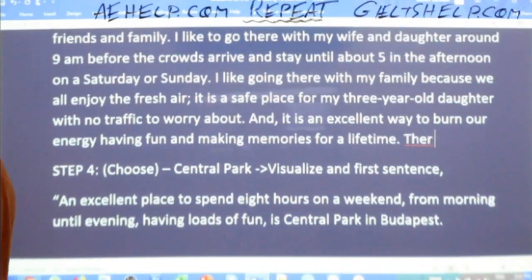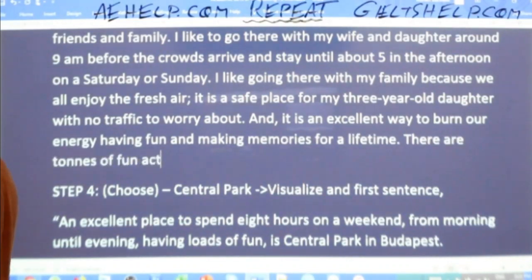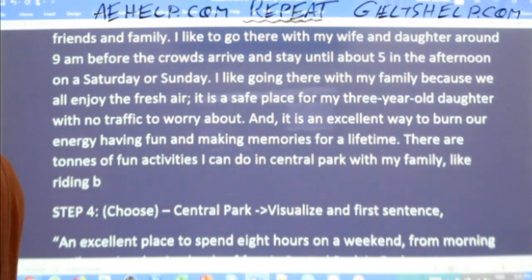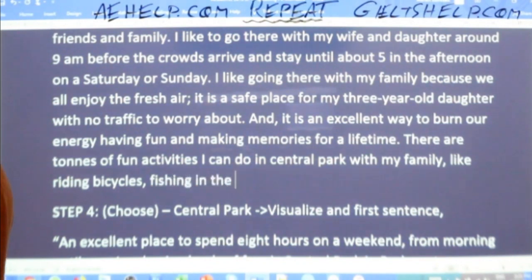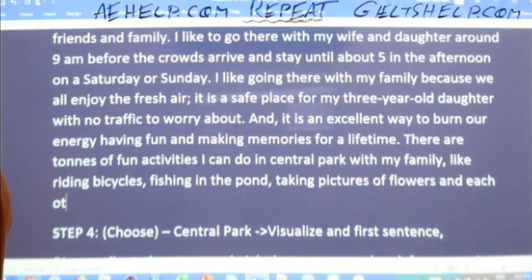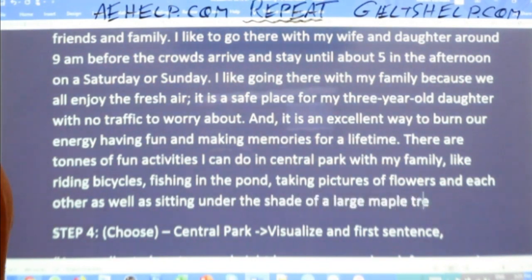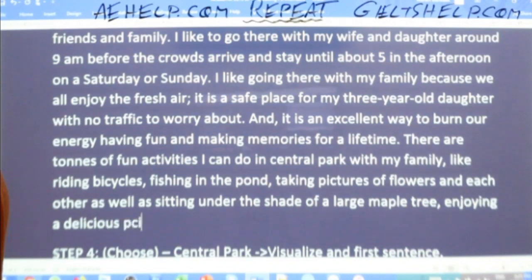Okay. There are tons of fun activities I can do in Central Park with my family, like riding bicycles, fishing in the pond, taking pictures of flowers and each other, as well as sitting under the shade of a large maple tree, enjoying a delicious picnic.